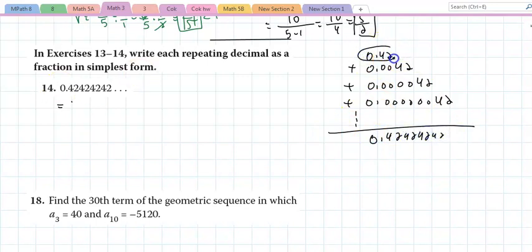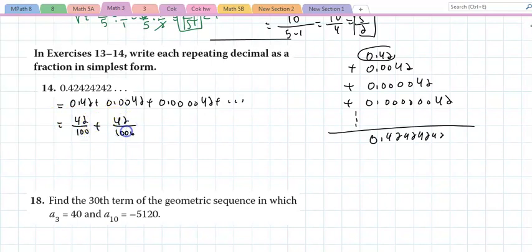So isn't this 0.42 plus 0.0042 plus 0.000042? Isn't this 42 over 100 plus 42 over 10,000 plus 42 over a million?